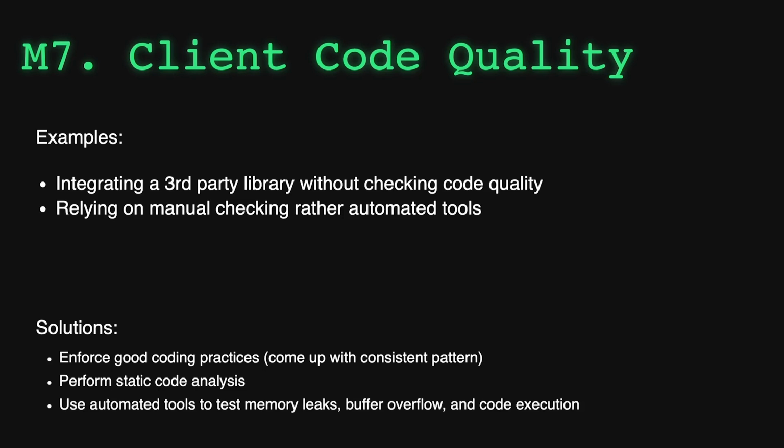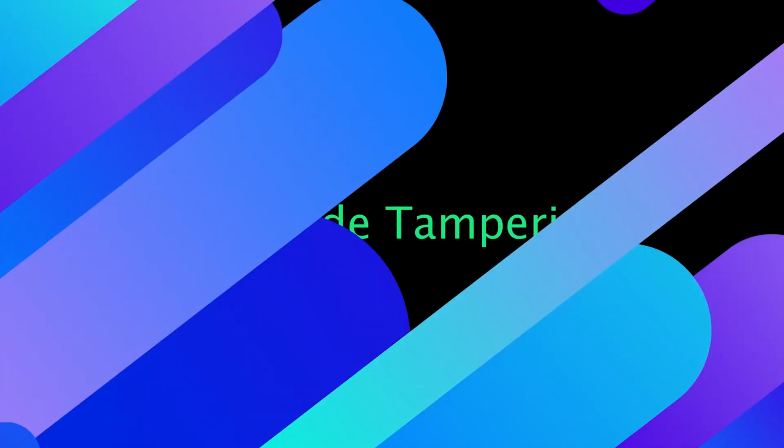There are different solutions to this, like enforcing good quality practices, removing what is not needed, and performing static code analysis, for example. Use automated tools to test memory leaks, code tampering, or code manipulation. From a technical perspective, any code on a mobile device is vulnerable to tampering. This is just because the mobile code is running in a foreign environment. It is no longer under the control of your organization. Therefore, there are numerous ways to modify it.